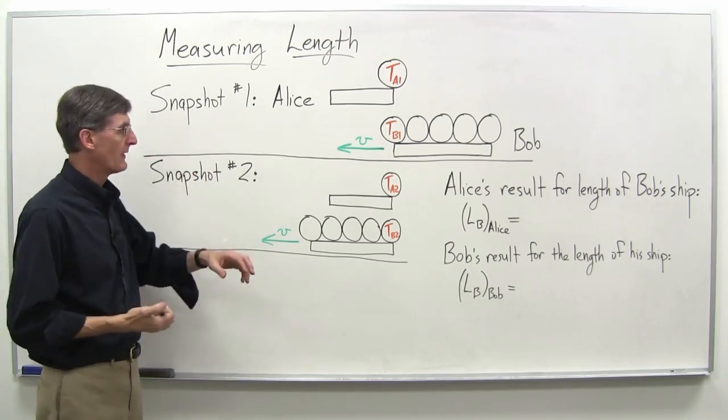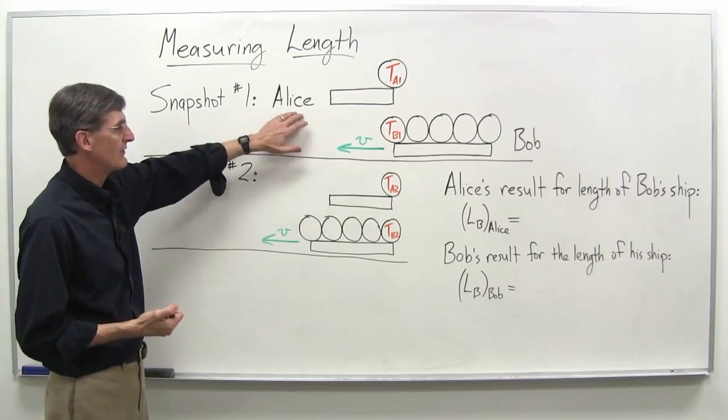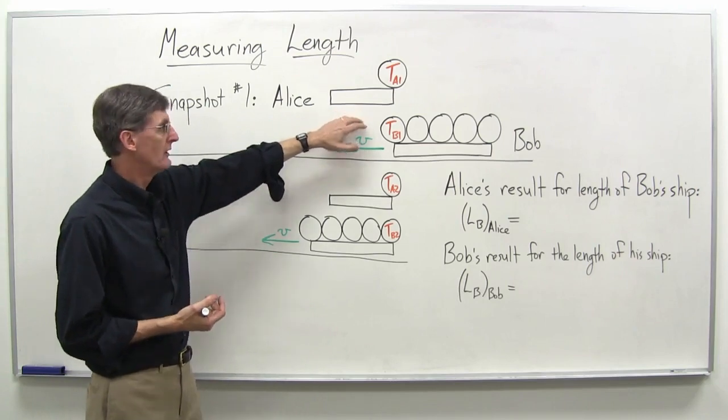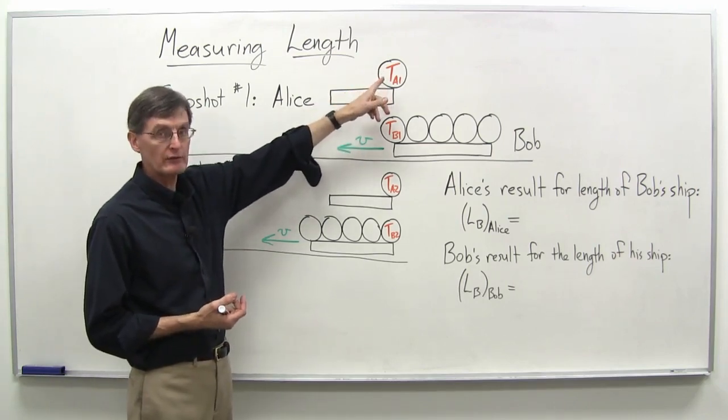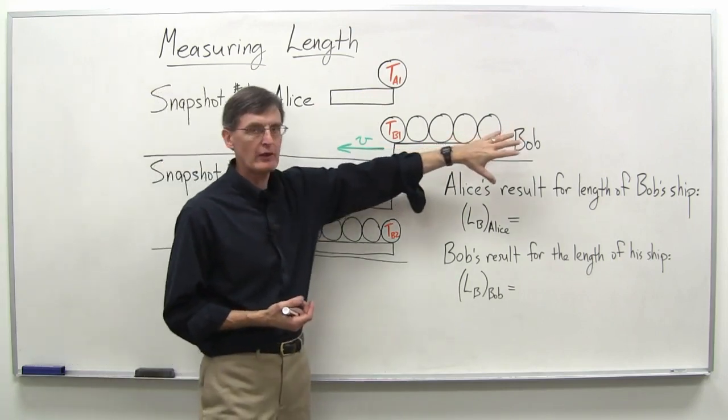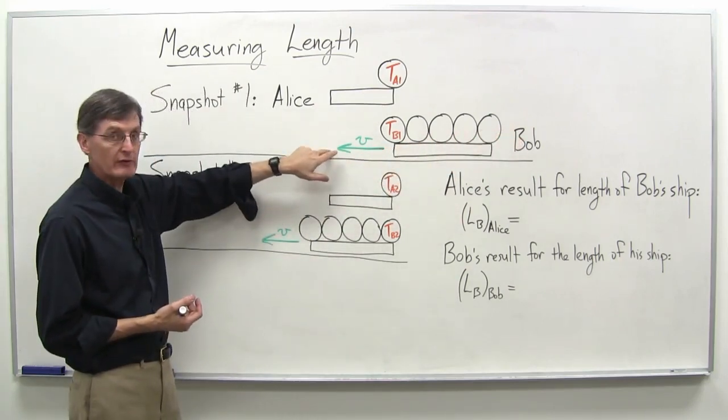And so here's our situation. We've got Alice and Bob again. Here is Alice. She is stationary. This is her ship or just some platform. We're just going to focus on one clock of hers for this example. And then here's Bob on his spaceship going by at some velocity v.